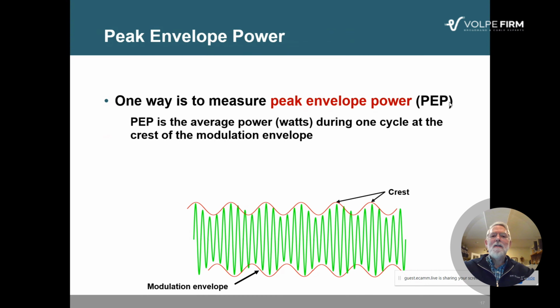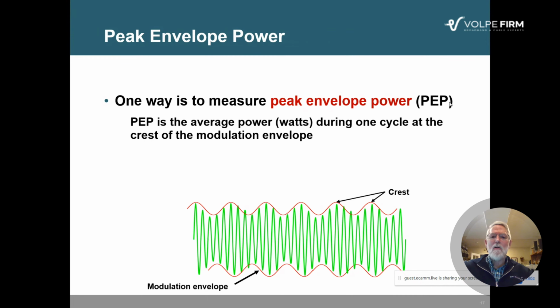One way we can do this is to measure something called peak envelope power, or PEP. And you think, oh, this sounds like a new term, and my meter doesn't read this. But as you'll find out later, your meter actually does read this, but we'll come to that in a moment.